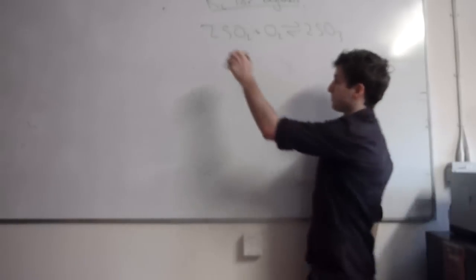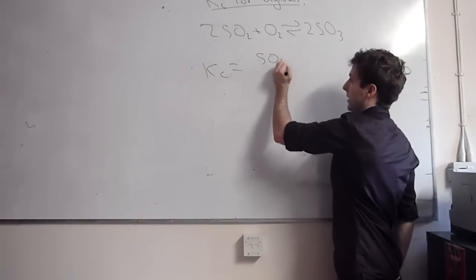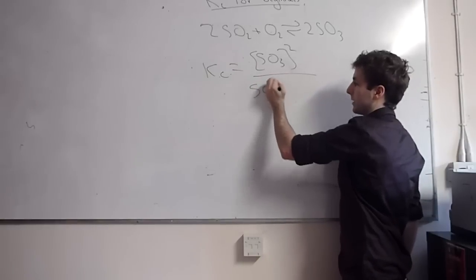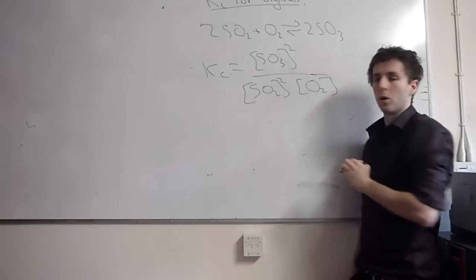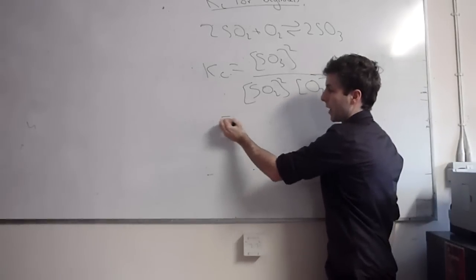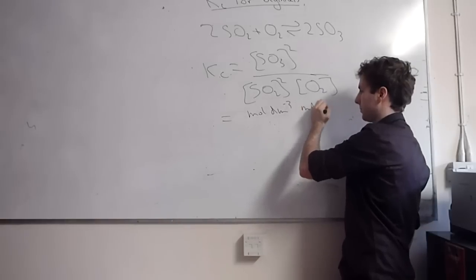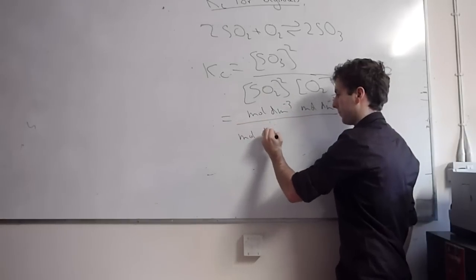Okay, so let's go through it. So Kc equals my SO3 squared over my SO2 squared my O2. So popping in my units, I've got 2 moles per decimeter cubed on the top, and I've got 3 on the bottom.